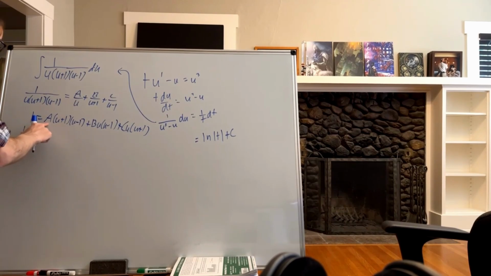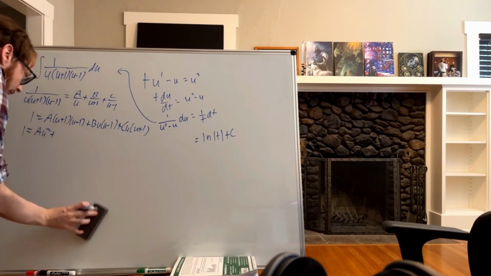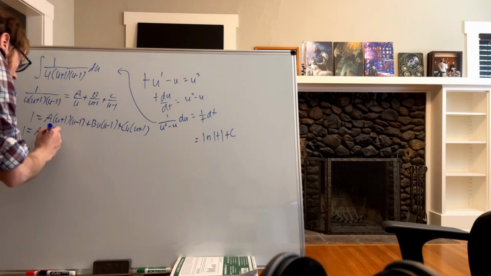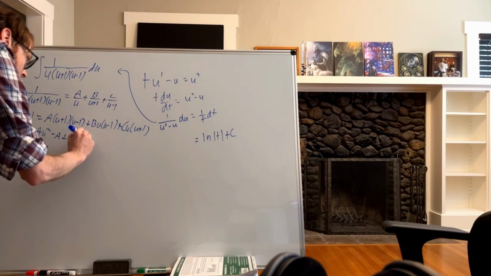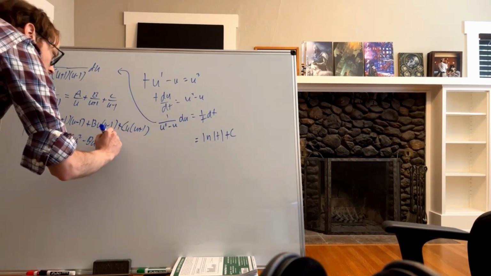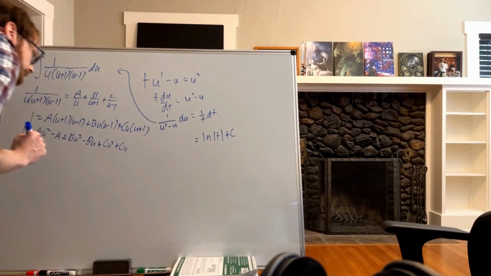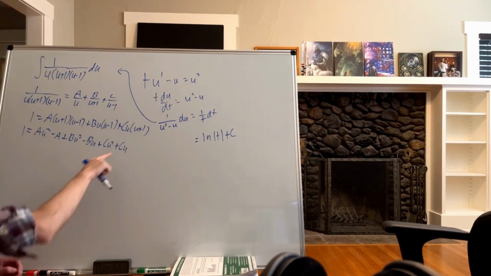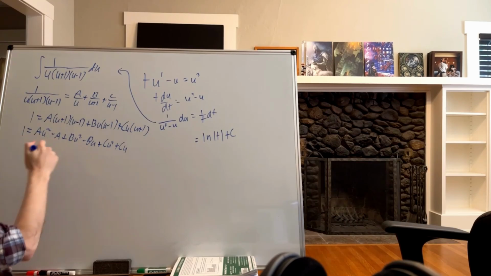Okay, so multiplying all of this out on this side, we get A u squared minus A plus B u squared minus B u plus C u times u plus 1, C u squared plus C u. Now we group all the like terms, so u squared, and u squared.